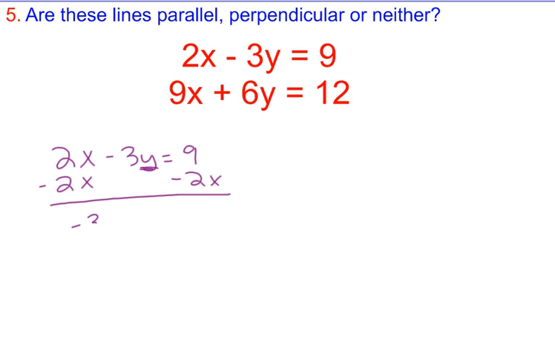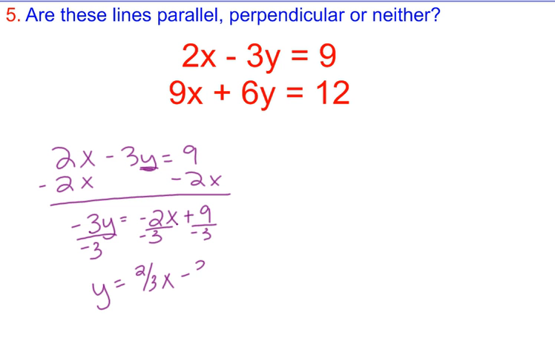I then bring down my negative 3y equals negative 2x plus 9, because again I can't add those, they're not like terms. And then to get y by itself, I divide every term by negative 3. So y equals 2/3 x minus 3. The only thing I really care about with this line, what I'm looking for, is its slope. So this line's slope is 2/3.